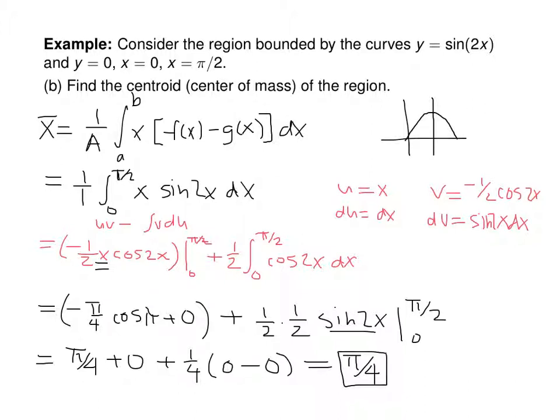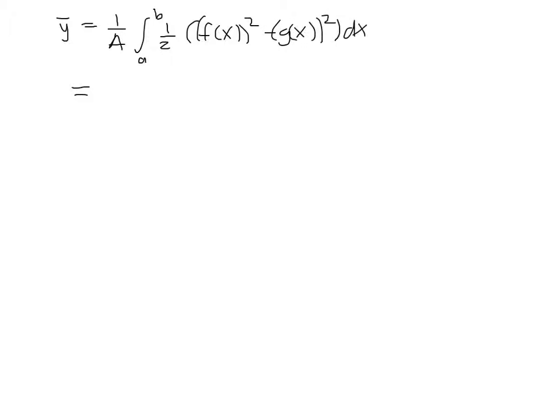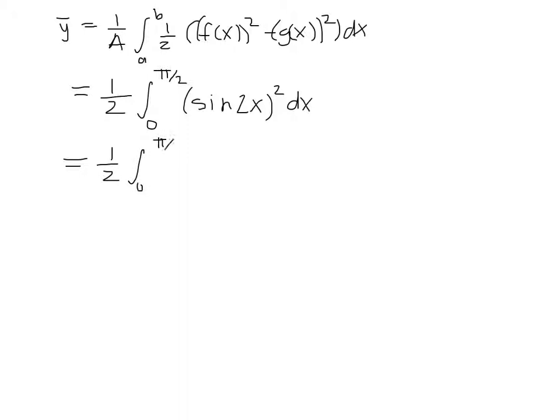Now let's find the y coordinate. Y bar is 1 over A, integral from a to b, 1/2 f of x squared minus g of x squared dx. So that will be 1 over 2, because my area is just 1, the integral from 0 to pi over 2 of sine of 2x, the quantity squared. So that's the same thing as 1/2, the integral from 0 to pi over 2.